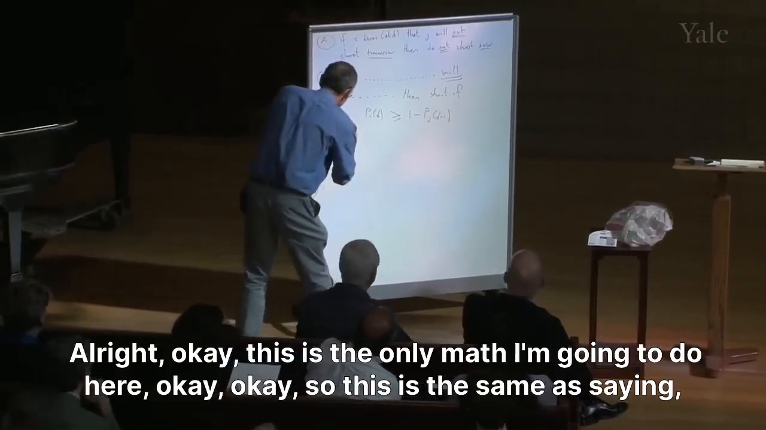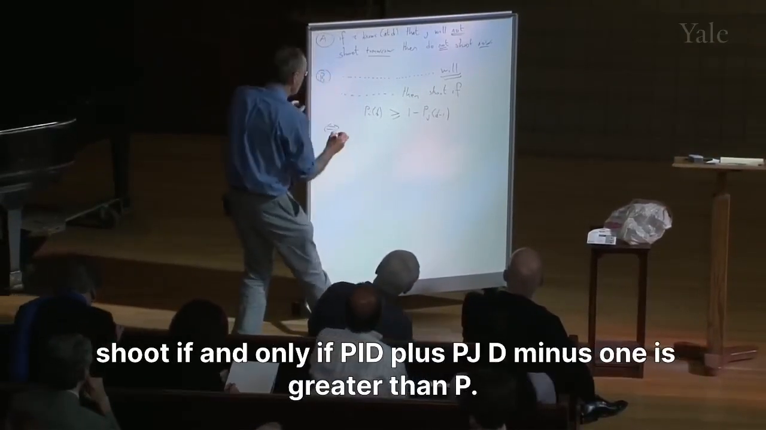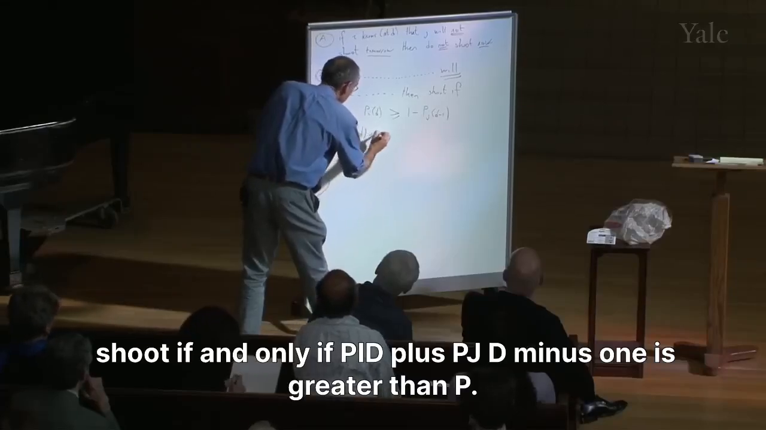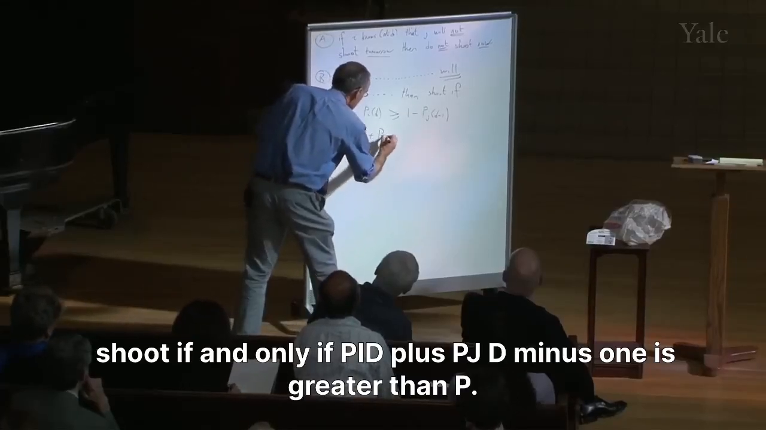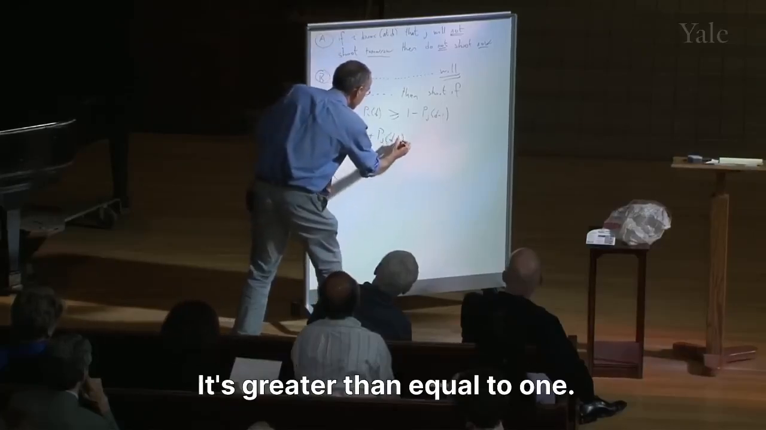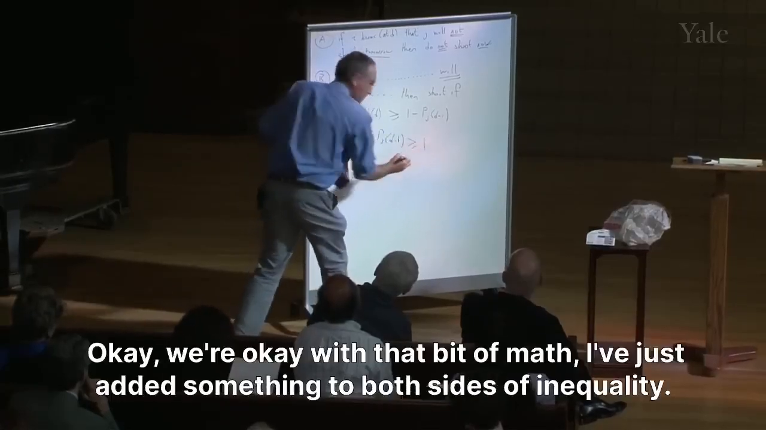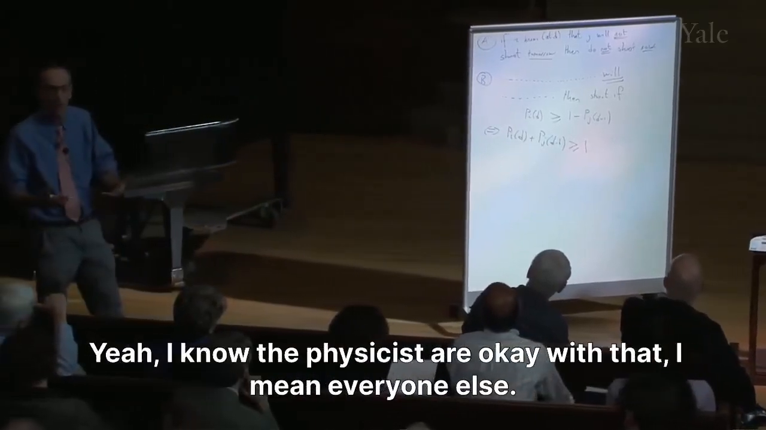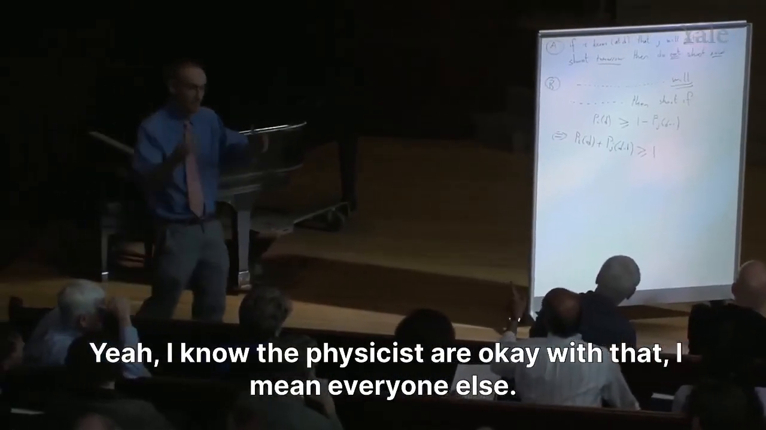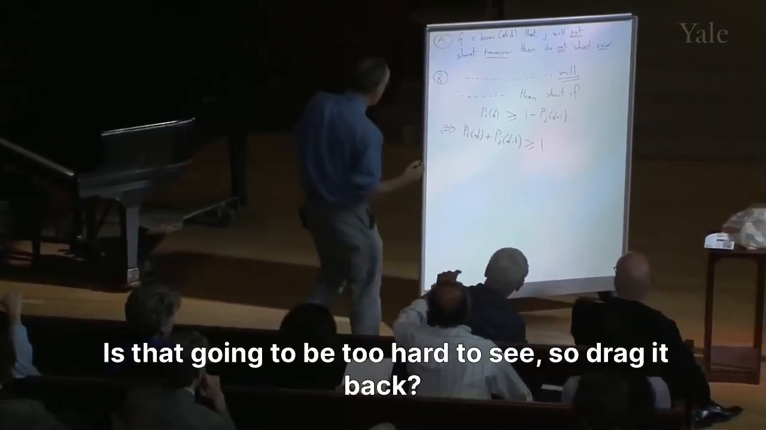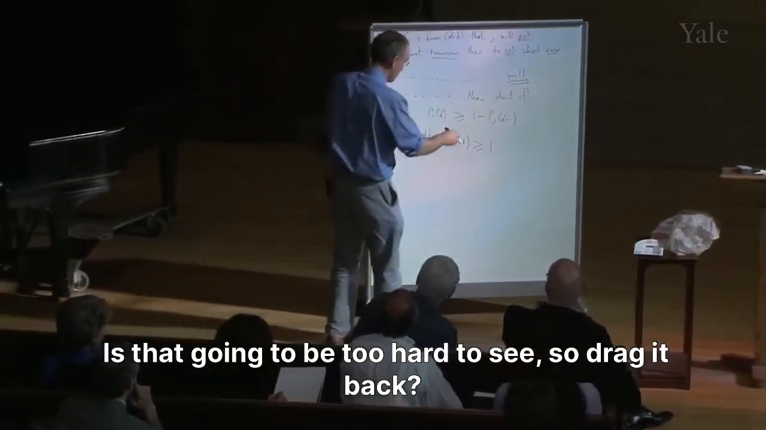So this is the same as saying, shoot if and only if PID plus PJ D minus 1 is greater than or equal to 1. Okay, everyone okay with that bit of math? I just added something to both sides of an inequality. I know the physicists are okay with that. I mean, everyone else. It's going to be hard to see in the last drawing. Is that going to be too hard to see? Shall I drag it back?